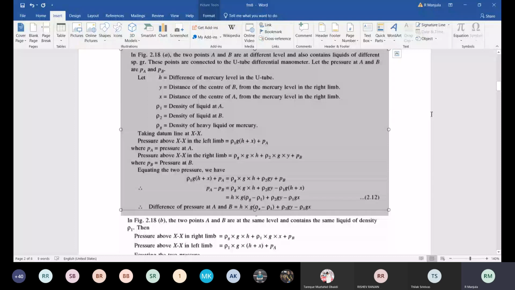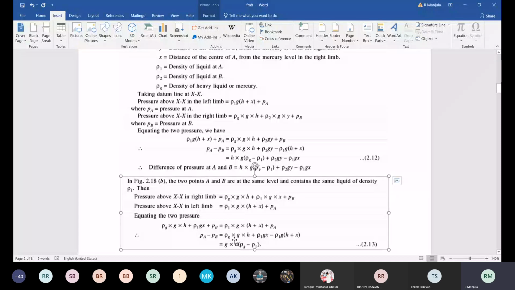PA minus PB is equal to, bringing all other terms to the right hand side, rho g g h plus rho 1 g x minus rho 1 g into (h plus x). So these two things will get cancelled. You will be having only g into h into (rho g minus rho 1) because of the same liquid. So directly you can use this formula.